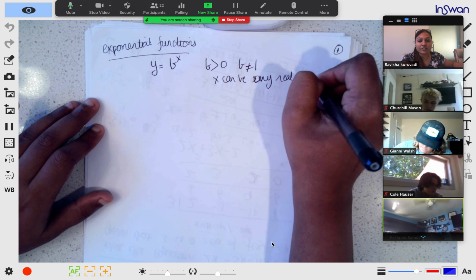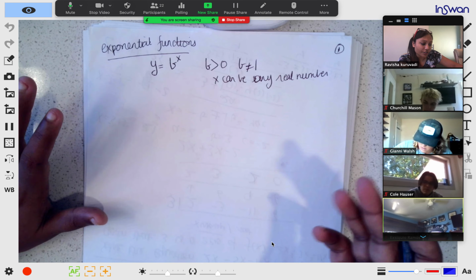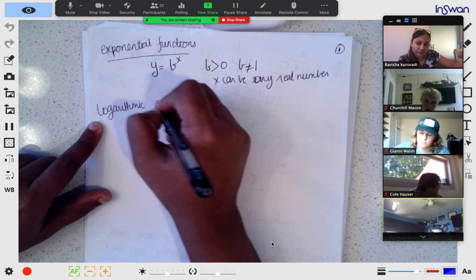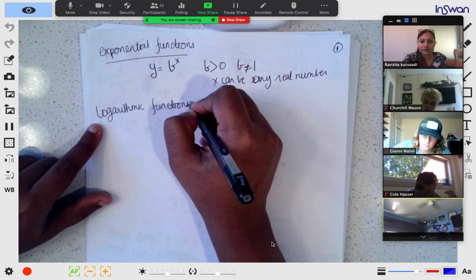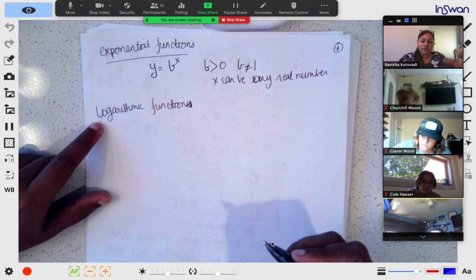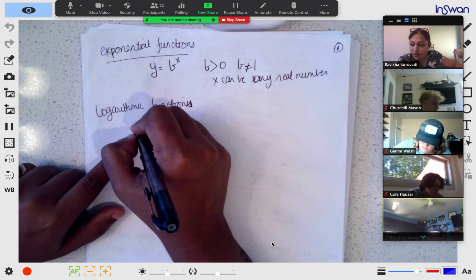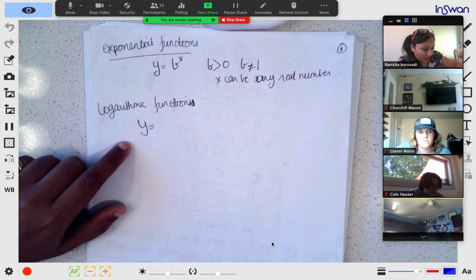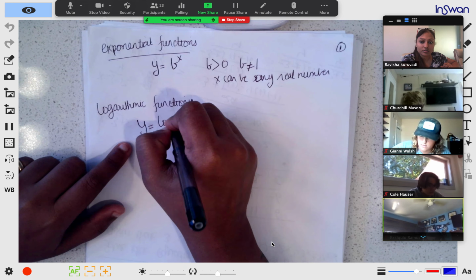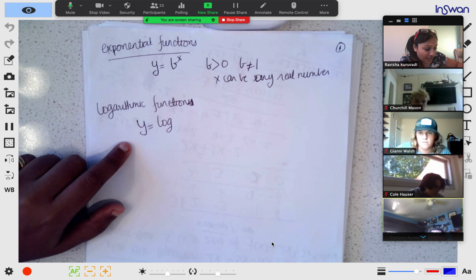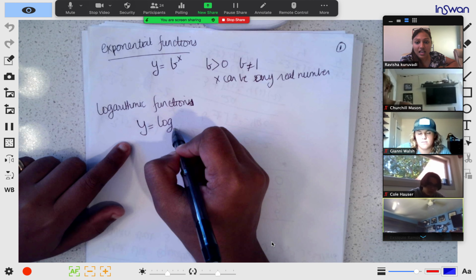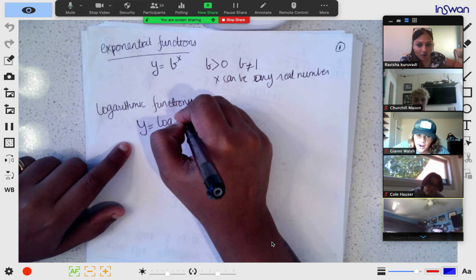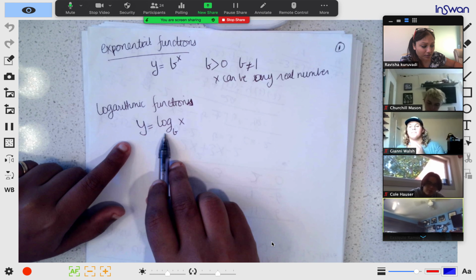We talked about these special exponential functions. Today we are going to do logarithmic functions. How do you denote logarithmic functions? It is basically y is equal to log, and this log will have some base b, and then x. Note this b is in the base of log. So there will always be a base b.